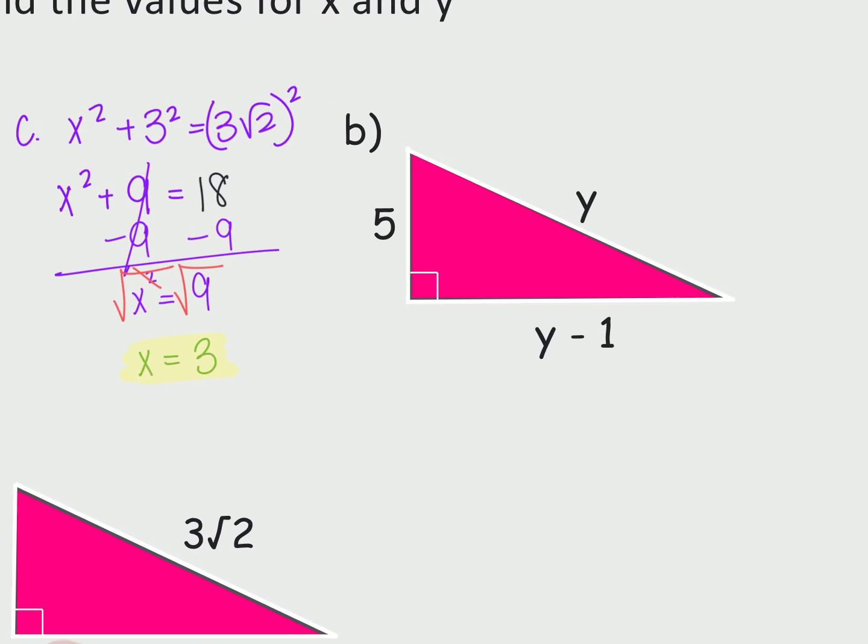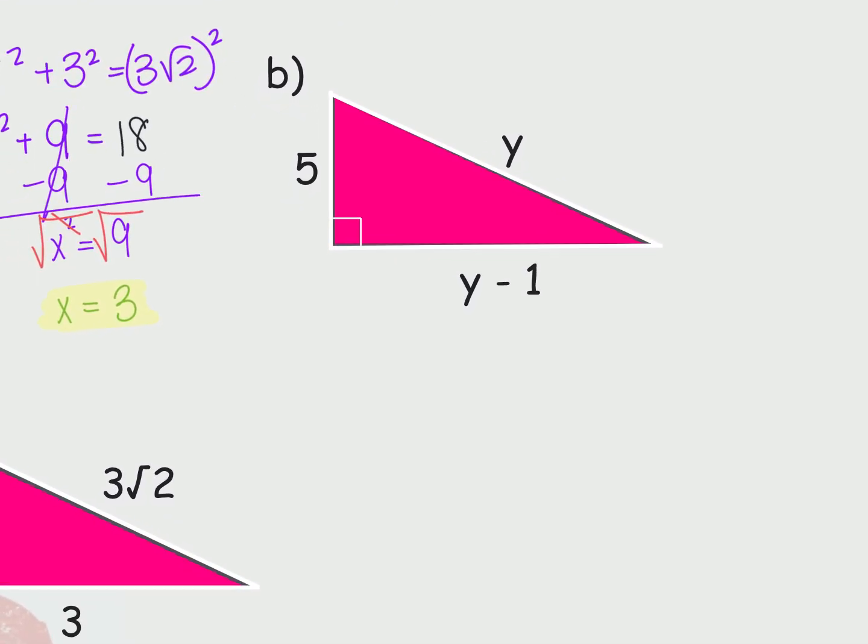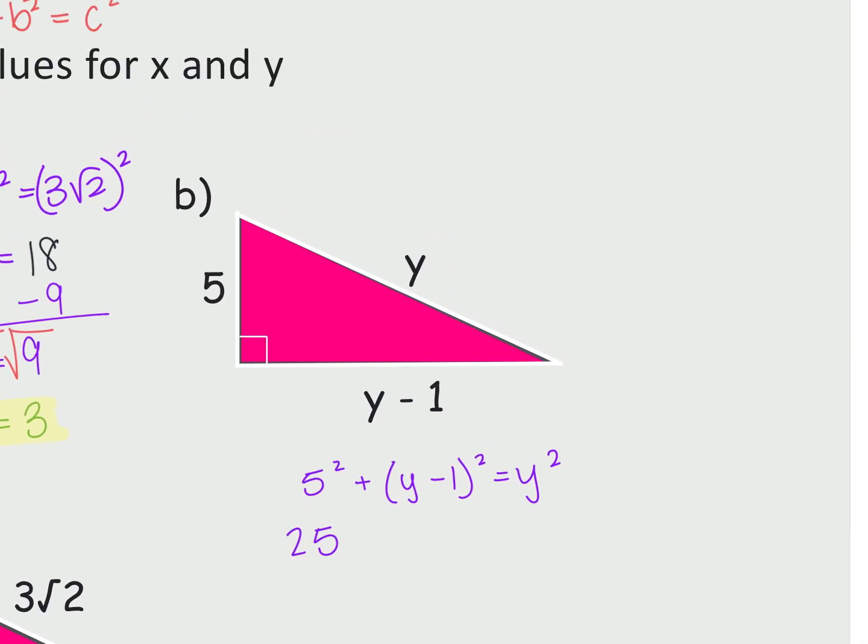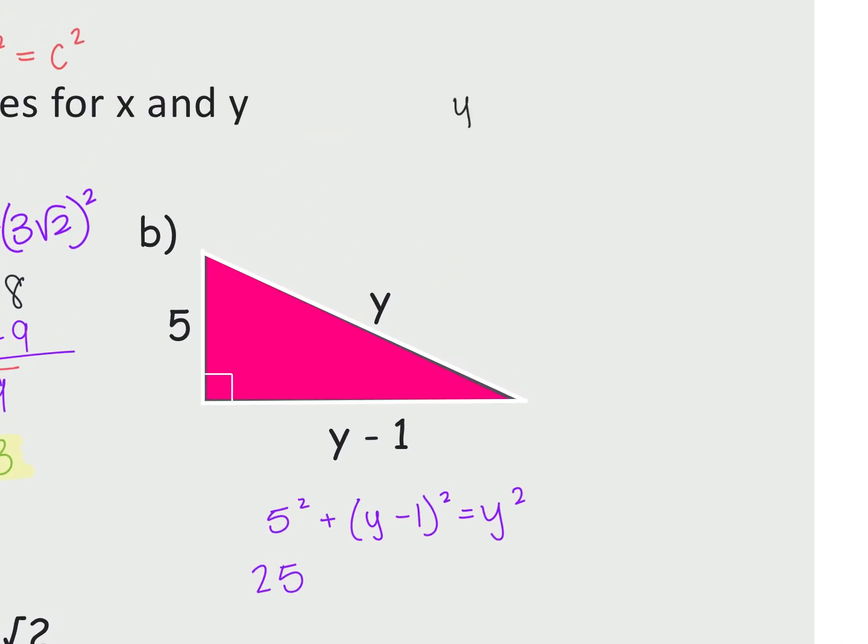All right, going over to B. Same thing. Again, you guys should hopefully see the idea of this setup. I'm going to have 5 squared plus y minus 1 squared equals y squared. I cannot just distribute my 2. This one I have to FOIL. So 5 squared, I know I'm going to get 25. And then I'm going to FOIL it up here. I'm going to have y minus 1 times y minus 1.